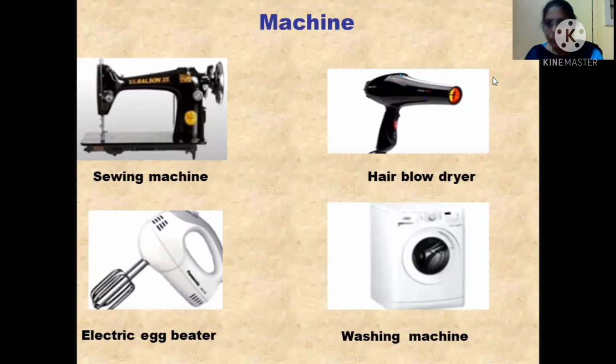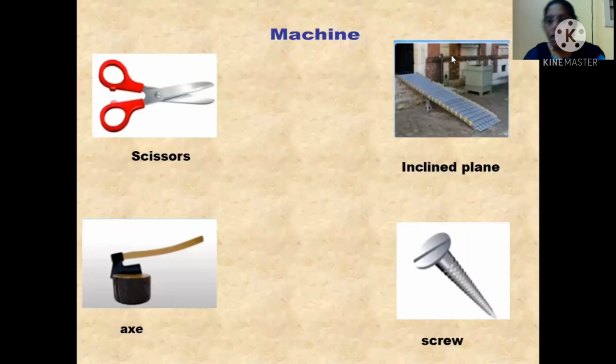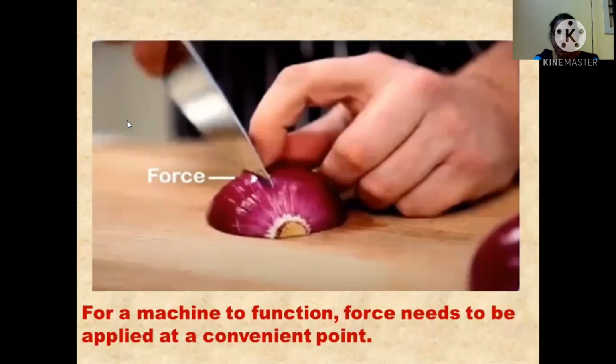What is a machine? A machine is a device that makes work easier, simpler, and faster. Machines reduce time, effort, and energy to do work. Simple machines are those that have a simple structure and work on a simple and basic principle. Look at some commonly used simple machines. For a machine to function, force needs to be applied at a convenient point.